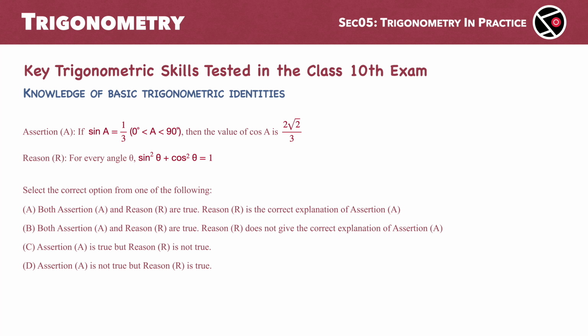We need to confirm 3 things. Number 1, is the assertion true? Number 2, is the reason true? Number 3, is the reason the correct explanation of the assertion? Based on these, we must pick one of the given options, A, B, C or D. Please pause the video and give it a try.